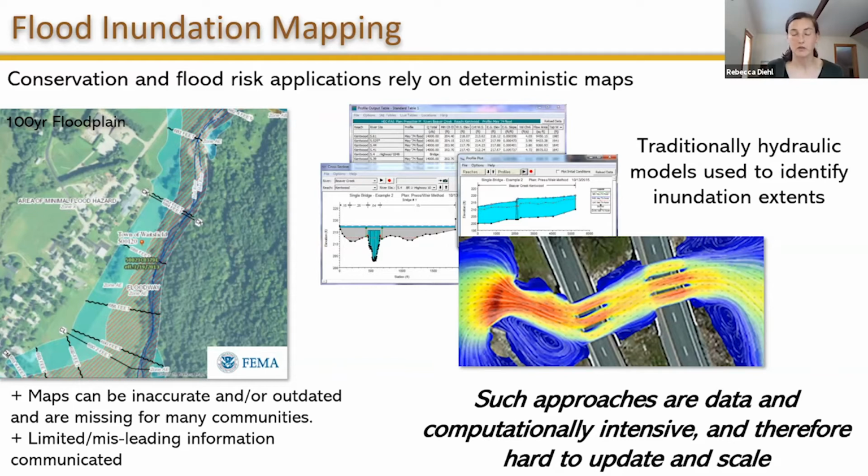No matter where you are within this, these approaches are really data and computationally intensive. Obviously, there's a huge range, but therefore they're really hard to use to update these maps regularly when new information comes to light, and to bring them to scale so we can look at this information over large scales.